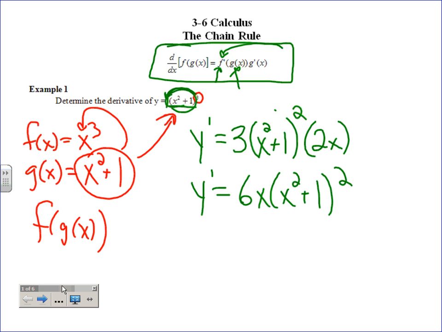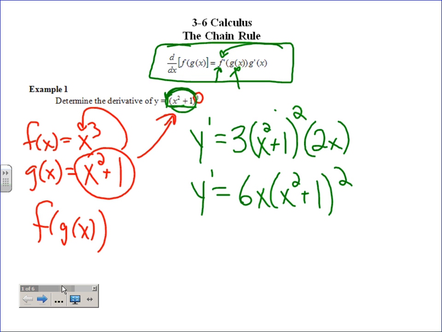Now how do we get 6x? Yeah, the 3 times the 2x. How come I can do that? Because does the 3 or the 2x have a power on it? No, so I can do that. Should I distribute the 6x through that x squared plus 1? No, because that has a power on it, right? If you wanted to distribute, what would you have to do first? Take it to a power, right? So let's not do that.